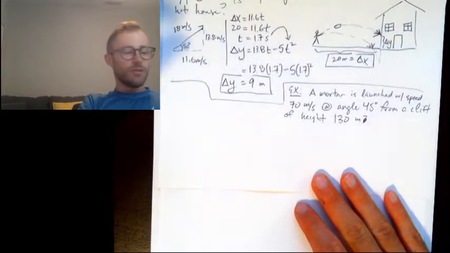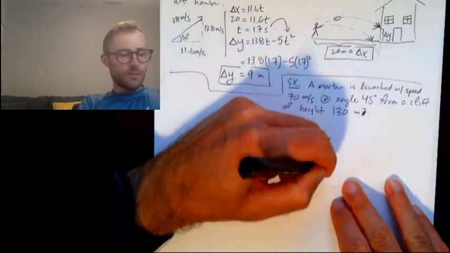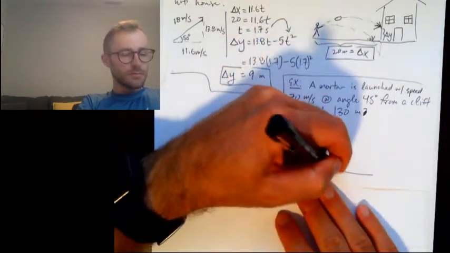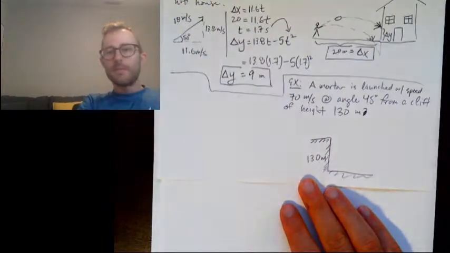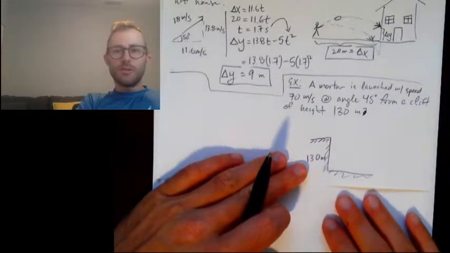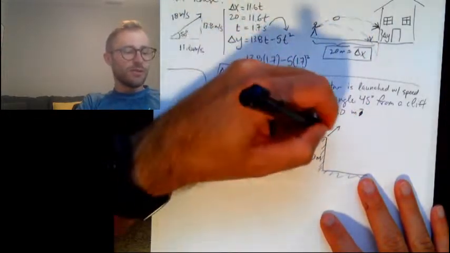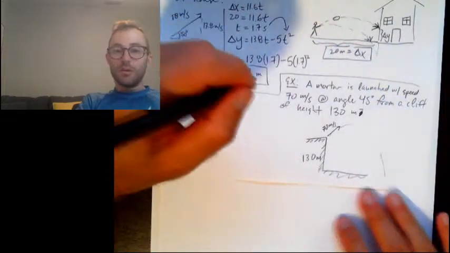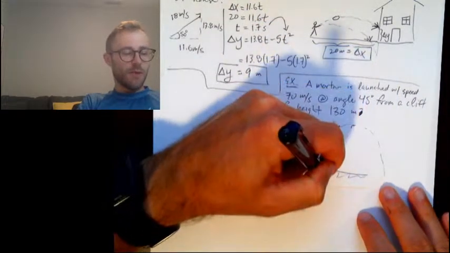Okay, so let me draw a picture of what that would look like. We've got a cliff. The cliff is 130 meters tall. There's a question, is it 1.7 in the first example? Yes. 130 meters tall. And we launch the projectile at an angle of 45 degrees, 70 meters per second. The projectile goes up like this. And I want to know two things. The first thing I want to know is how far does it go?